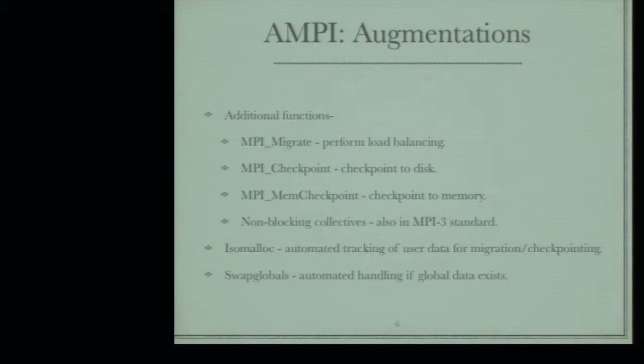The next call which we implement is called MPI_Checkpoint. This is a way to checkpoint the current state of an MPI rank to the disk. A corresponding call is MPI_MemCheckpoint, which is a way to checkpoint your current MPI state to memory. These two calls, combined with the fault tolerance framework that Charm++ has, can make any MPI program fault tolerant while running using AMPI.